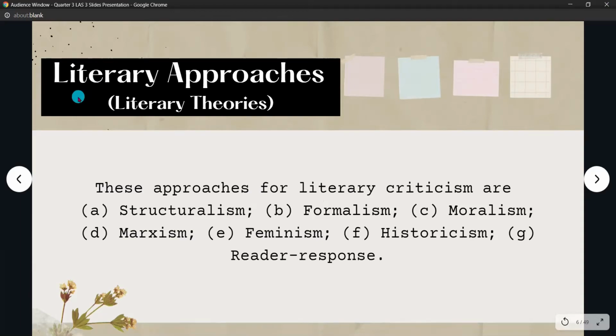Remember that I am going to use literary approaches and literary theories interchangeably throughout this episode, and I mean just the same thing. The literary theories or approaches to be discussed in this episode are structuralism, formalism, moralism, Marxism, feminism, historicism, and reader response. You will be delighted to know that there are still other literary approaches out there. But for the sake of this episode, we will focus on these approaches.